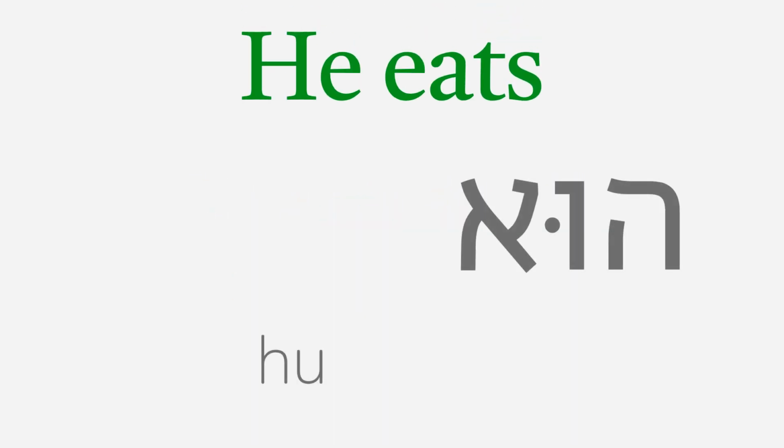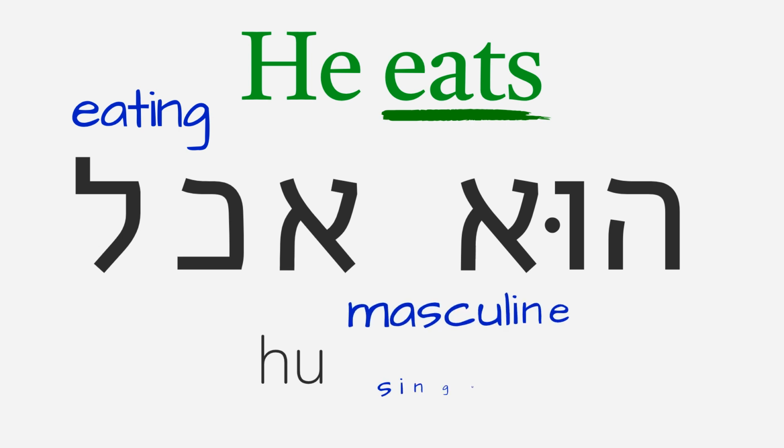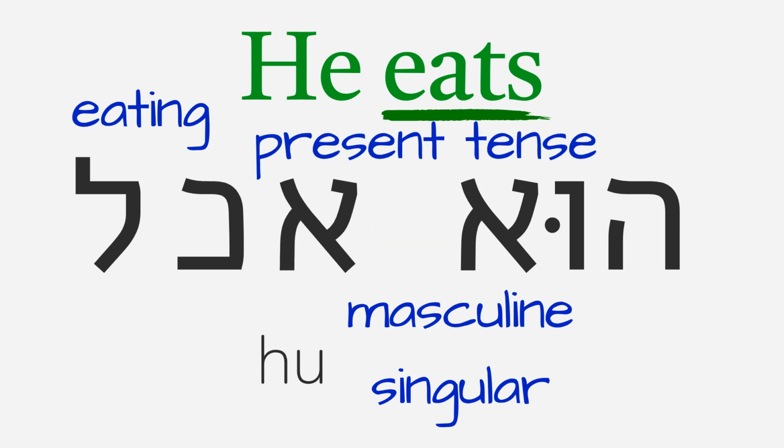The first word in the Hebrew sentence will be hu, which means he, and then the Hebrew verb for eats. The root this verb will come from is aleph, kaf, lamed, since this root has a general meaning of eating. The verb must be in masculine singular form, since its subject is hu, a masculine singular pronoun. It also must be in the present tense, because the action is happening now. He eats.